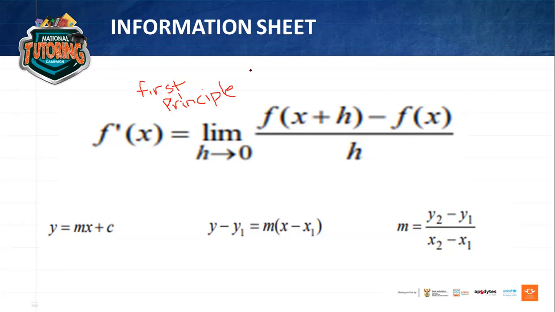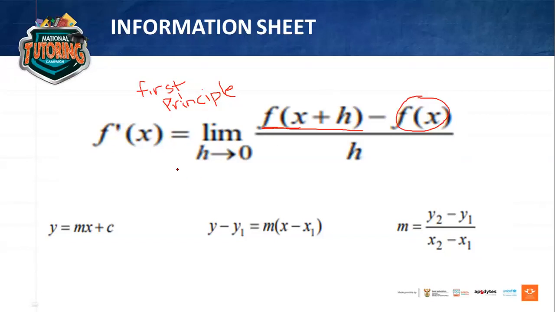Now, from first principle, if they're going to give us f at x, this one would be given to us. The f at x would be given to us. The only thing that we have to get for ourselves is f at x plus h. So everywhere where we see x, we're going to substitute x plus h.